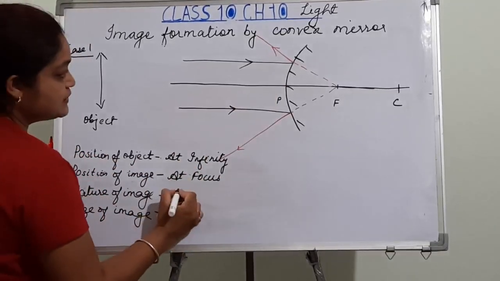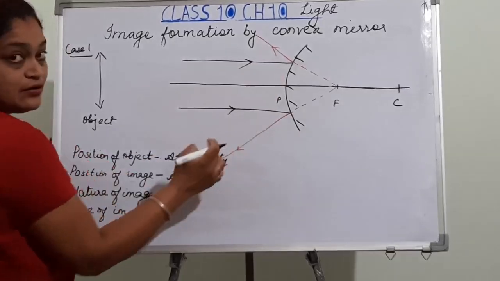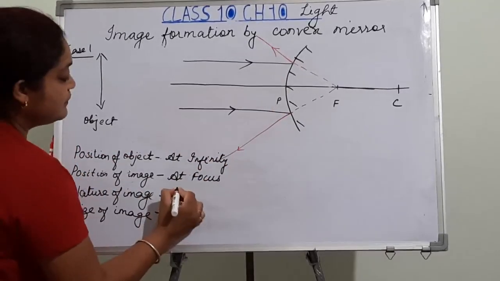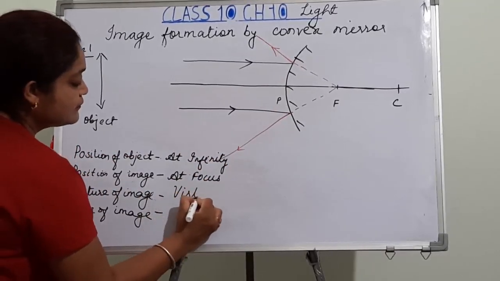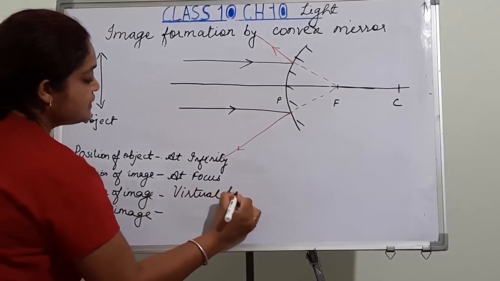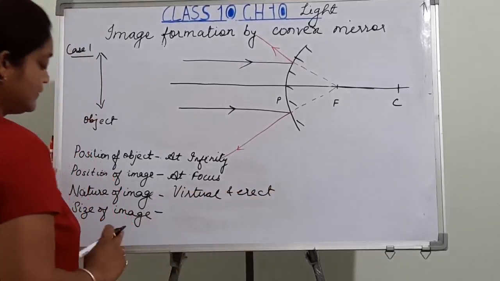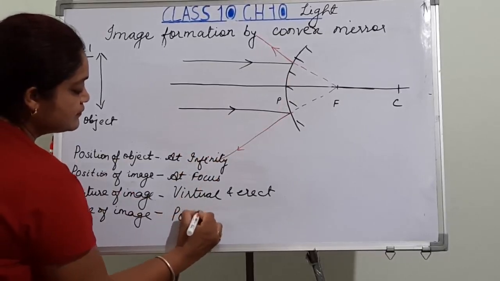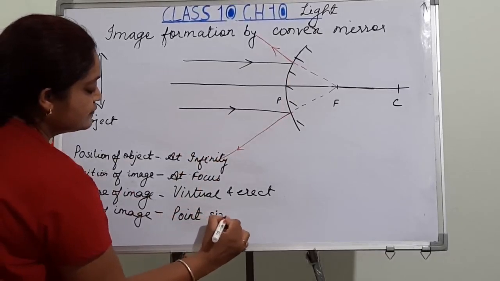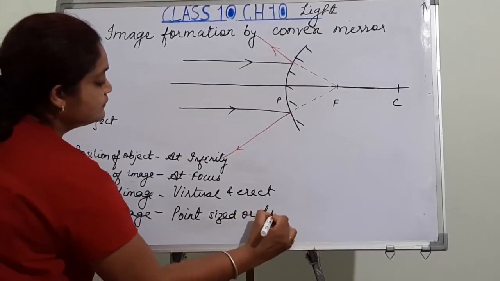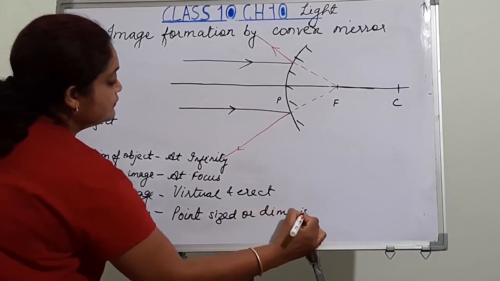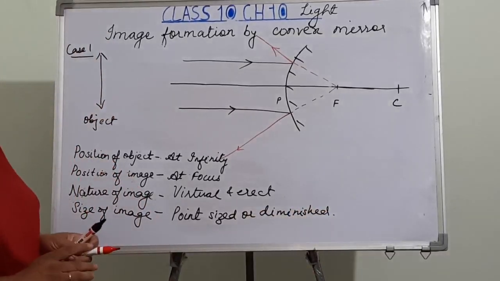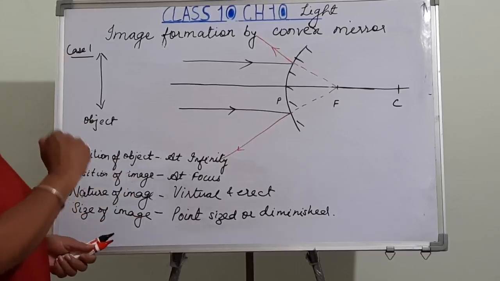Nature of image: these rays are actually not meeting at the focus. We have produced them, so the nature of image will be virtual and erect. Size of image, you can see it is point sized, or diminished. So this is the case for a convex mirror when the object is at infinity.